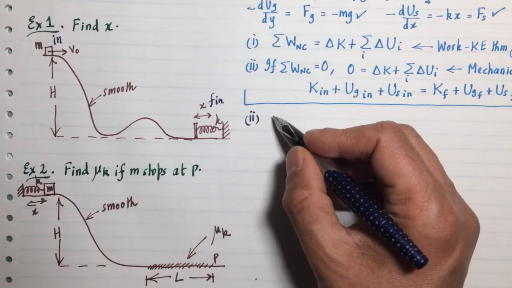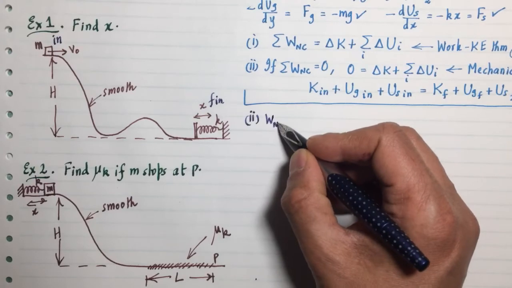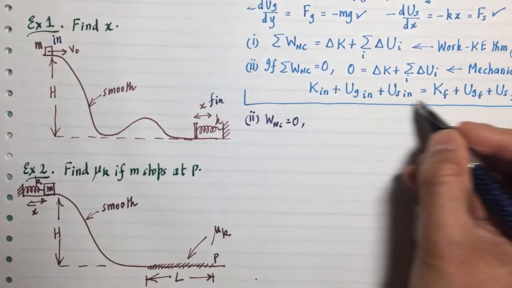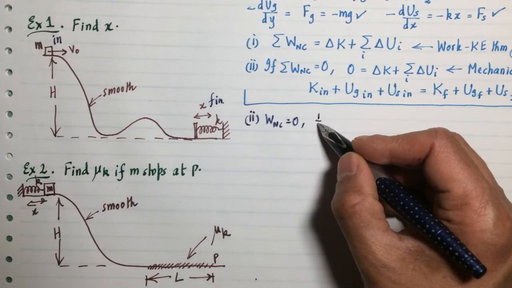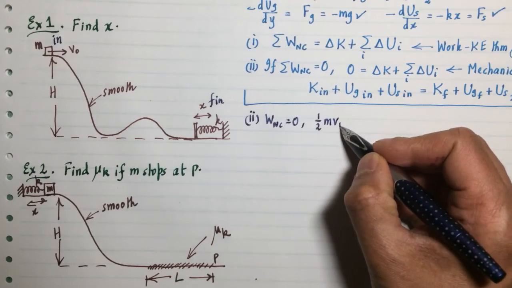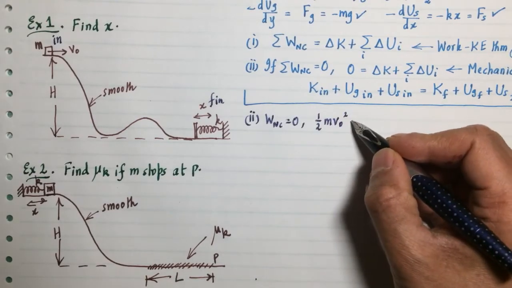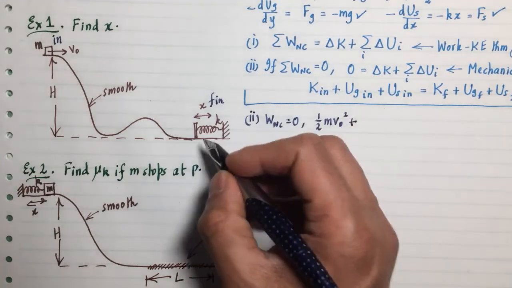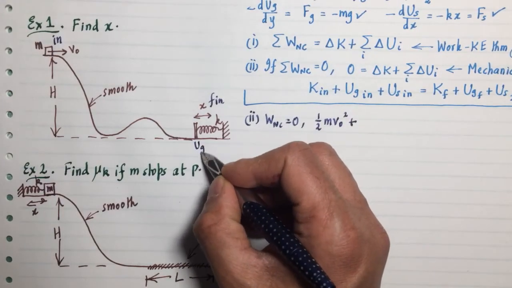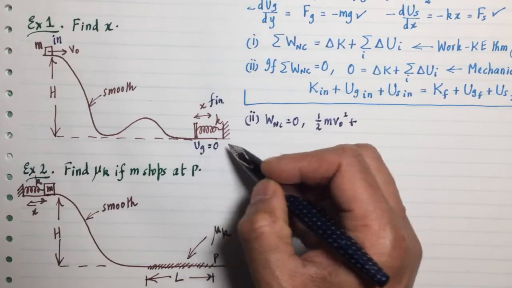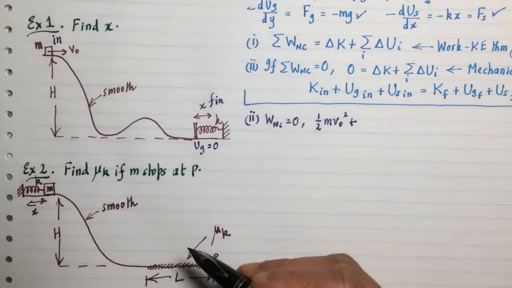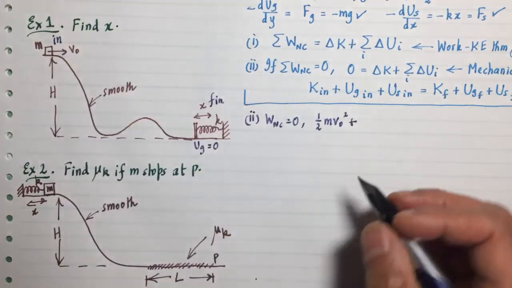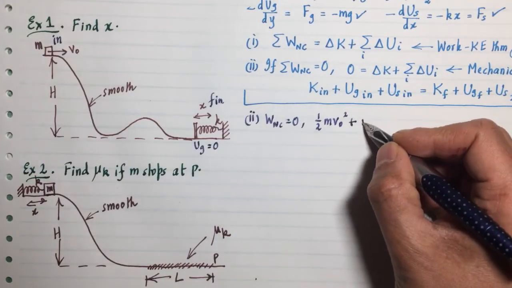So I have the initial kinetic energy. Because W_NC is 0, I can use mechanical energy conservation in that form. The initial kinetic energy is 1/2 m v naught squared. The initial potential energy, because I'm going to take the potential energy over here as 0. This is very important. You always have to take a reference potential energy. So with respect to that, the potential energy at the top of the hill is going to be mgh.